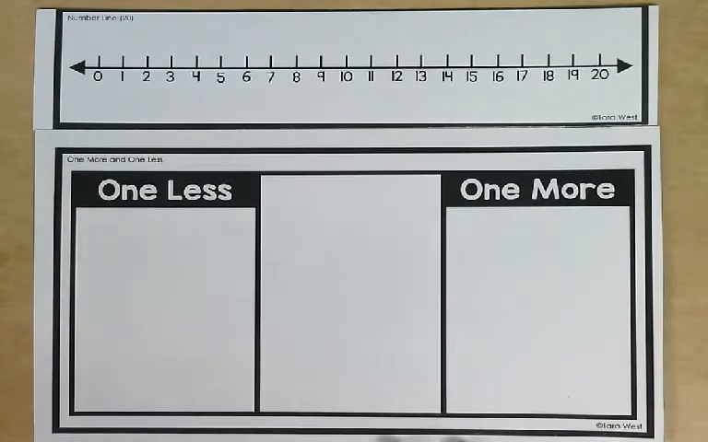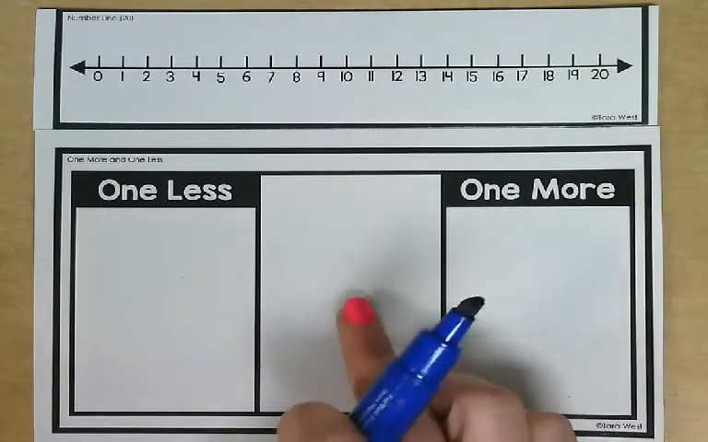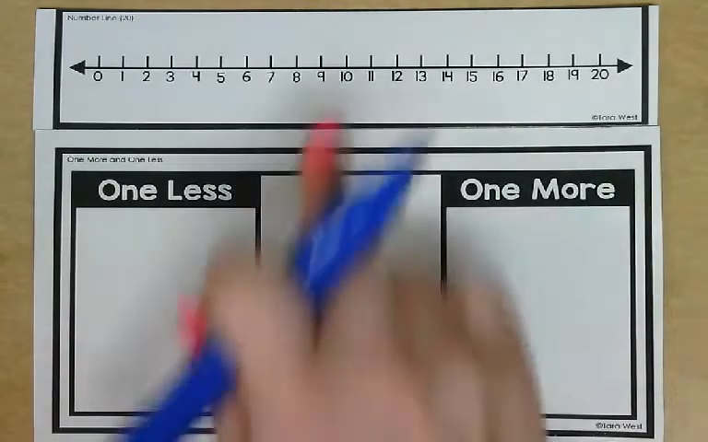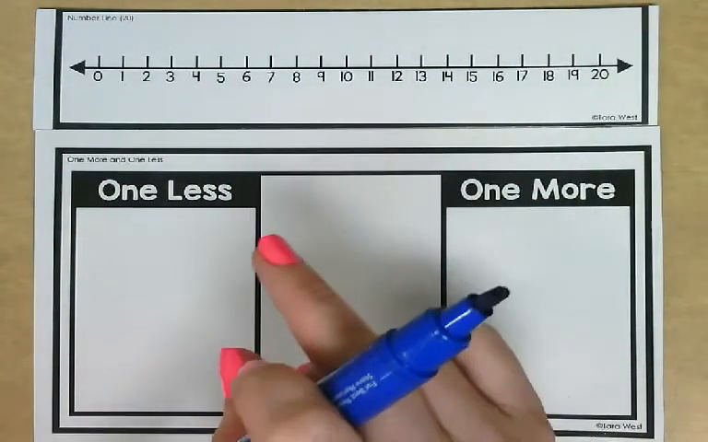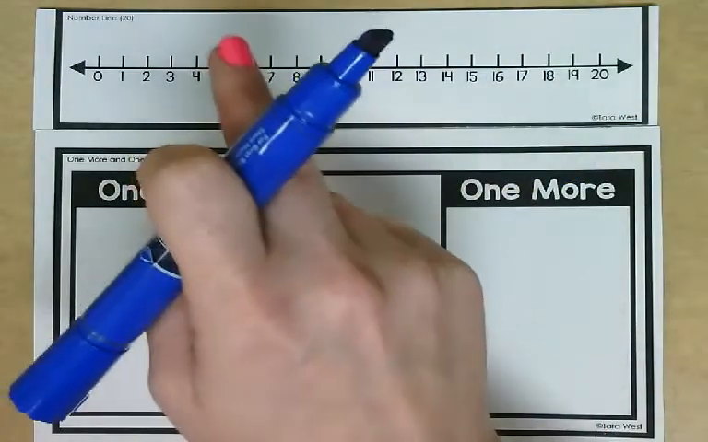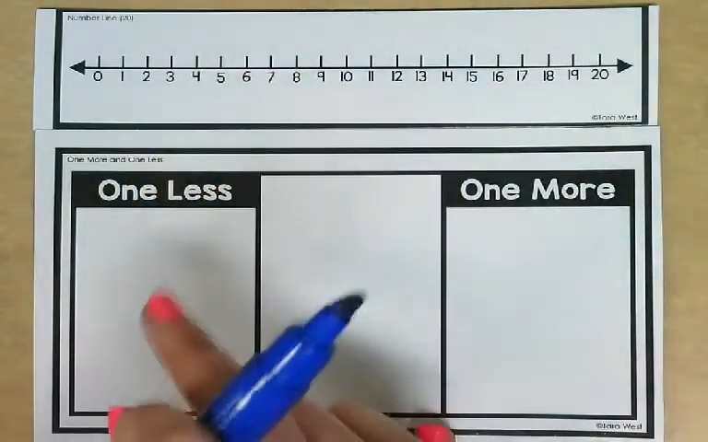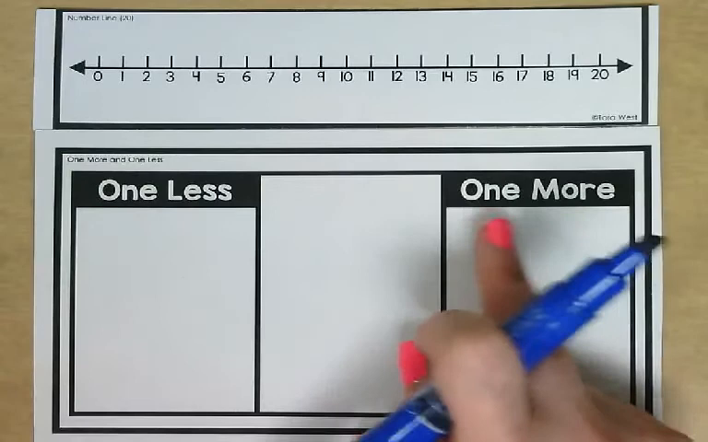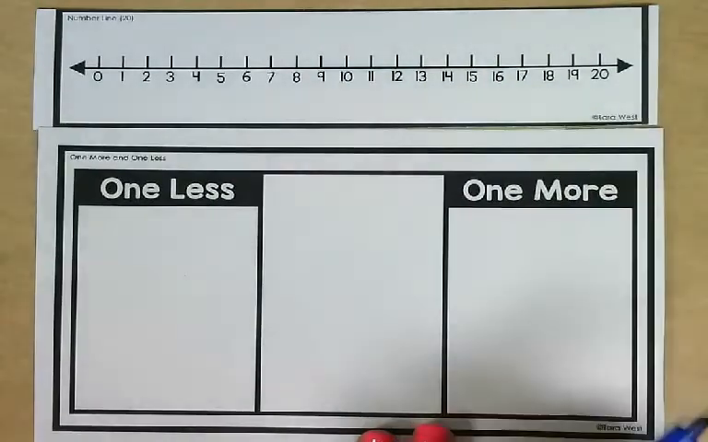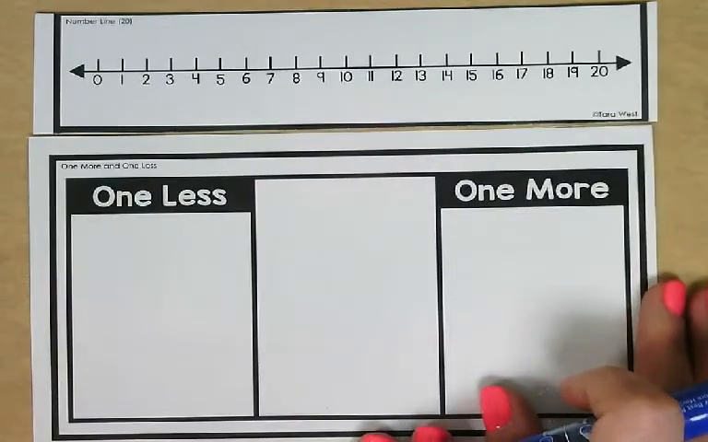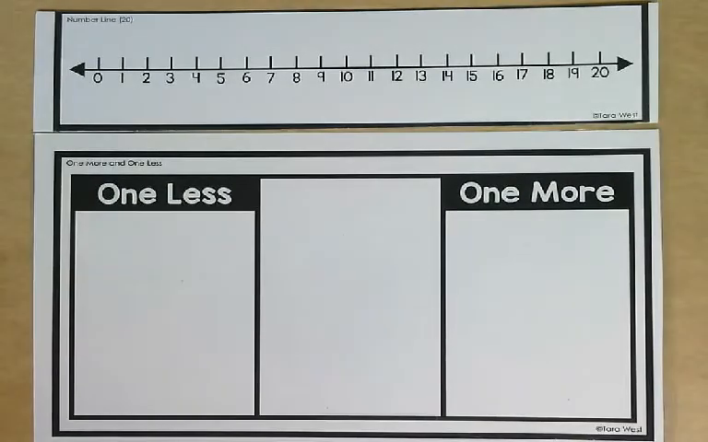Okay, so we're going to do this together. I'm going to give you a number, and whatever number I tell you, we're going to write it right here in the middle. Then we're going to come up to the number line and find that number. If we want to find 1 less, we have to hop back 1, because remember, 1 less is a smaller number. If we need to find 1 more, we're going to hop forward 1 because 1 more is bigger. All right, so the first number that I want you to find is the number 8.